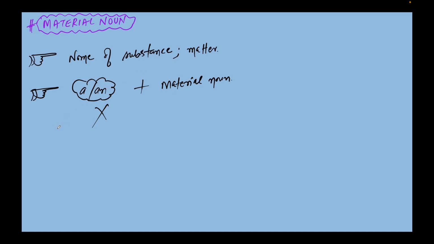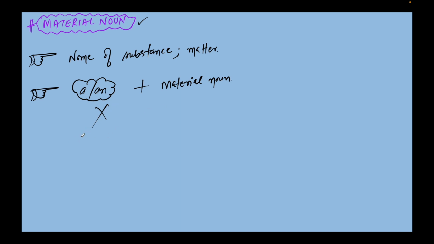Okay. The third point is related with the capital letter. So we can use capital letters or small letters. If you are going to start your sentence with the material noun, in that case you can use an uppercase letter. If you are going to use material noun in between the sentence, in that case you can use a small letter. Is it clear?